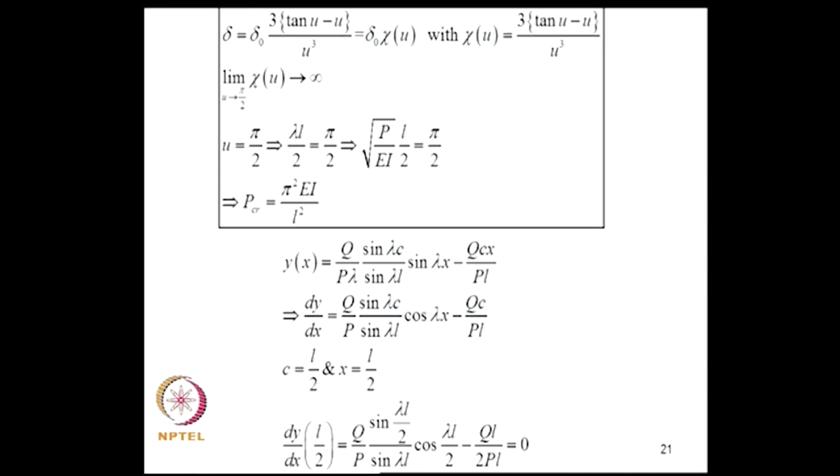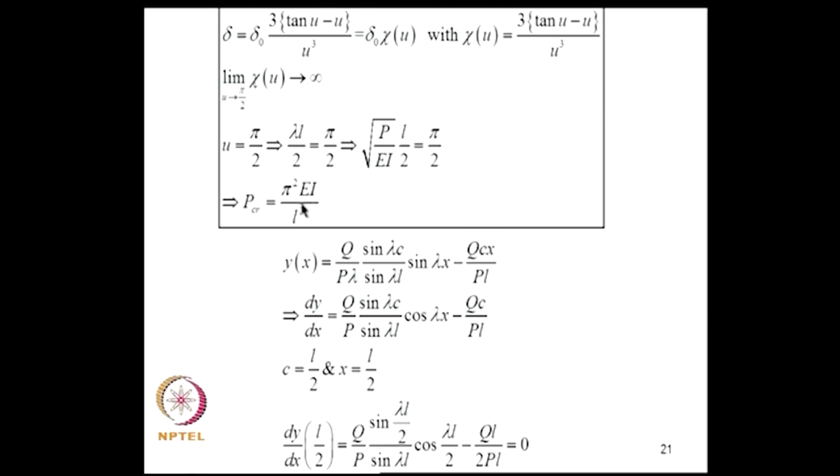Now, on the other hand, what happens to this function as u goes to pi by 2? We know tan pi by 2 there is a problem. So, as u goes to pi by 2, chi of u goes to infinity. That means the condition u equal to pi by 2 is a critical condition. So, if we evaluate for what value of p we will reach this condition u equal to pi by 2, I will get this value p critical as pi square EI by L square. So, this is the well known Euler's buckling load. We will arrive at this by other arguments later, but this present argument leads to the same solution.